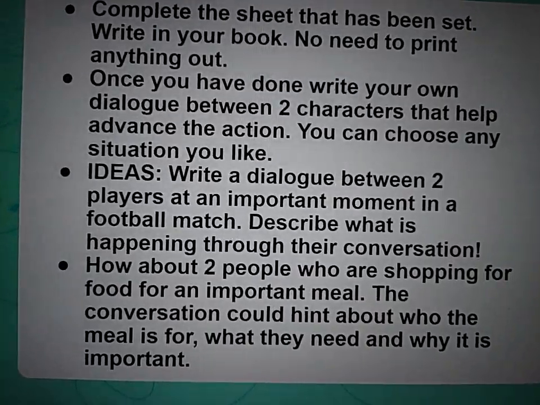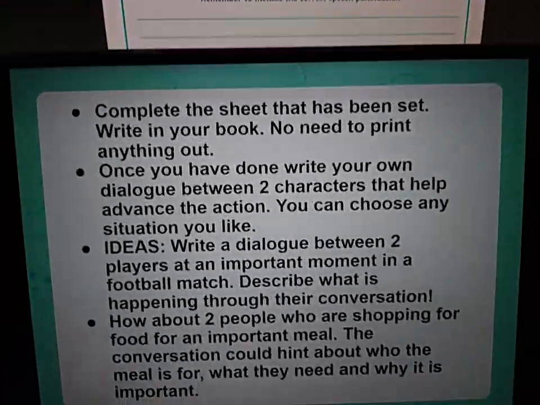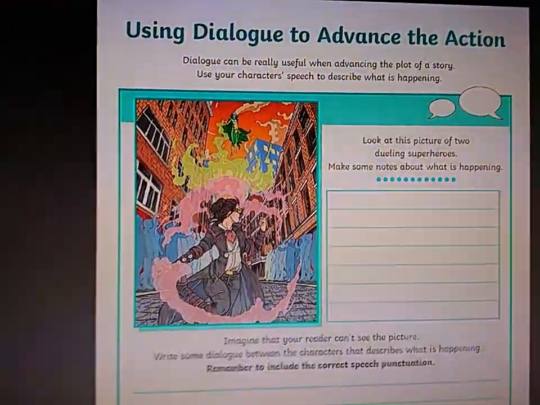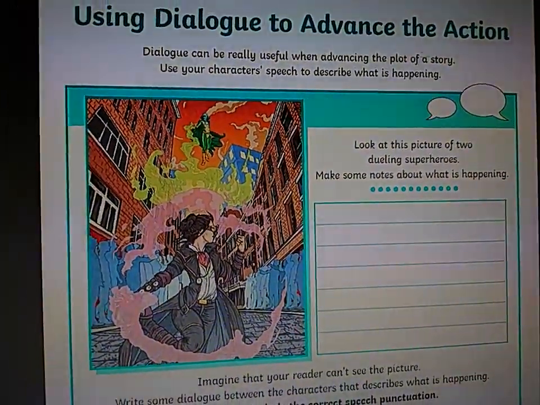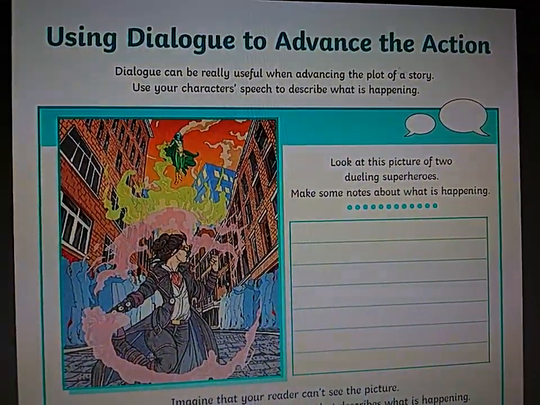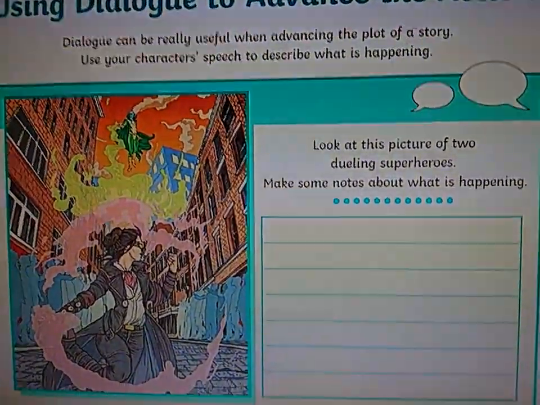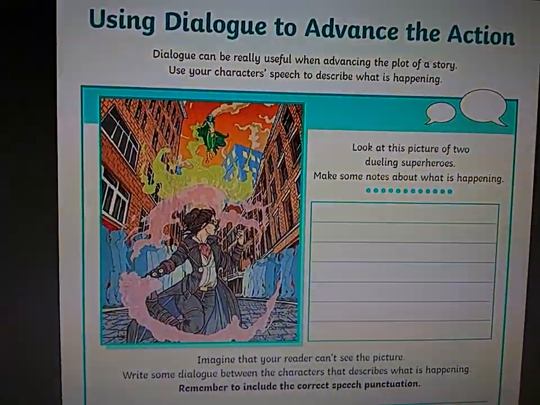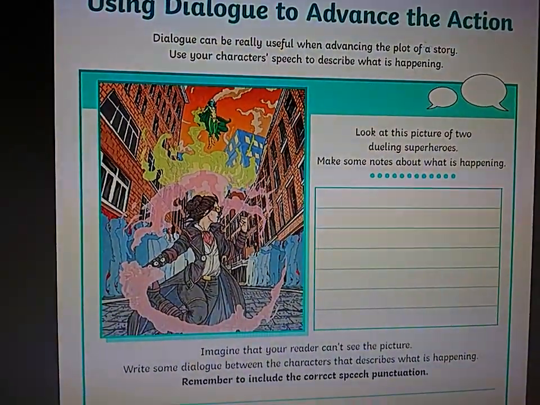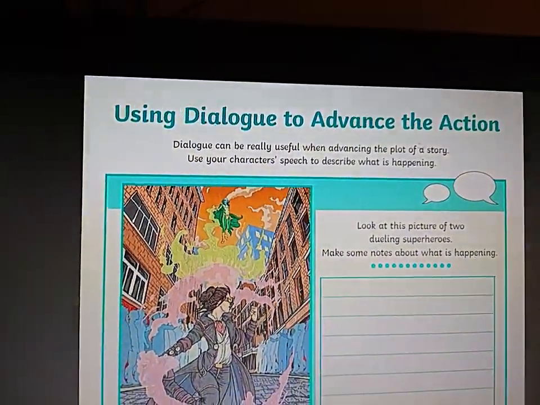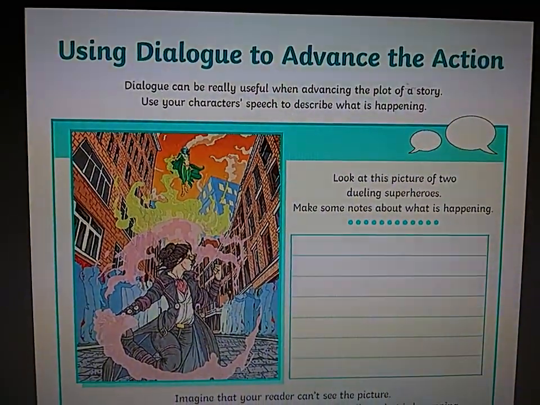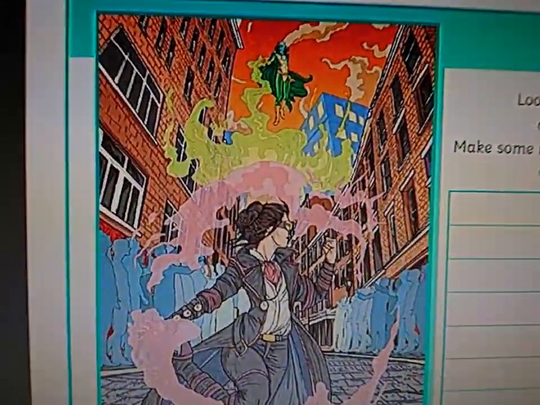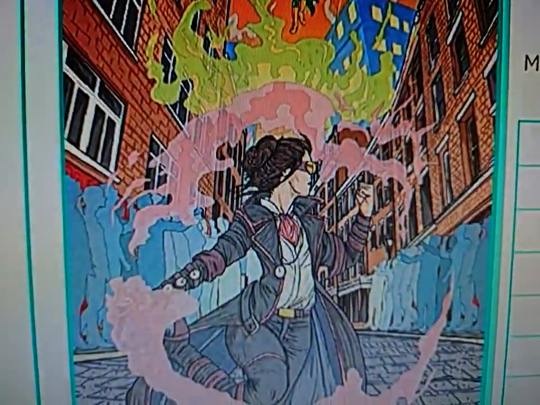Okay. So what I want you to do now is to open up the document, which looks like this. You may need to download it. You don't need to print it. You can if you like and cut out the picture maybe and stick it in, but you don't have to. But I would like you to write this in the book. It says, look at the picture of the two dueling superheroes. Ooh, two dueling superheroes.